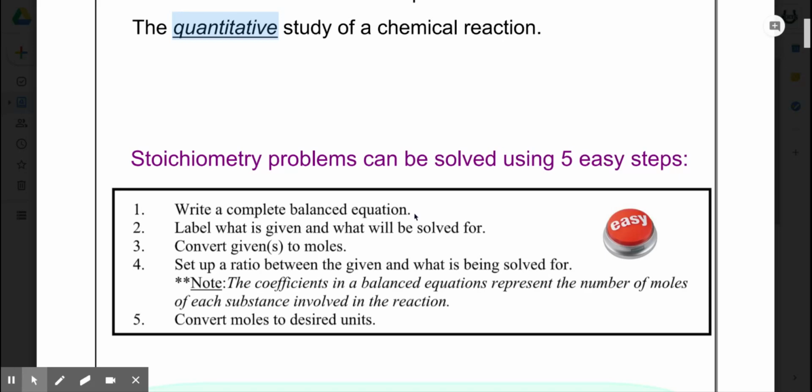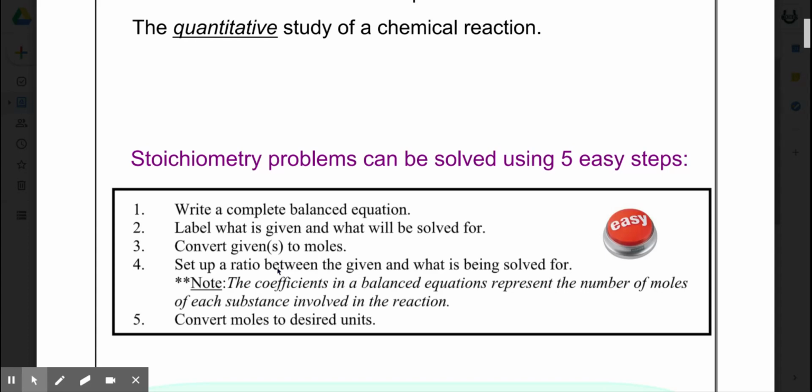The next step in a stoichiometry problem is to convert the given to moles. As we spoke about earlier, all chemical recipes have the coefficients representing reactants and products in terms of moles. Step 4 is what we worked on earlier this week, and that's the molar ratio portion, where you're going to set up a ratio between what you're given and what you're solving for. And you should have mastered that on the quizzes and activity that we did. And the final step in a stoichiometry problem is convert moles to desired units.